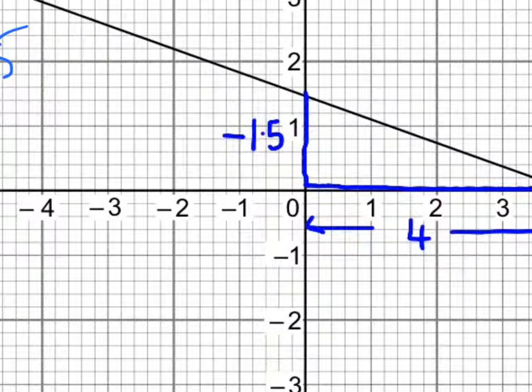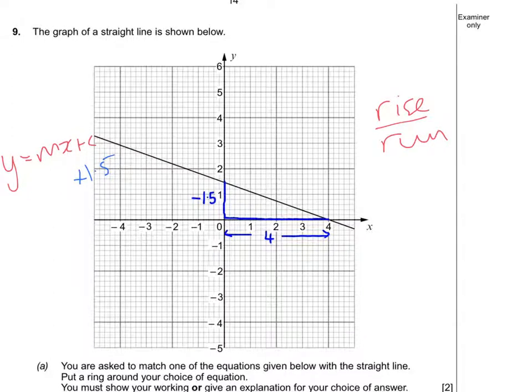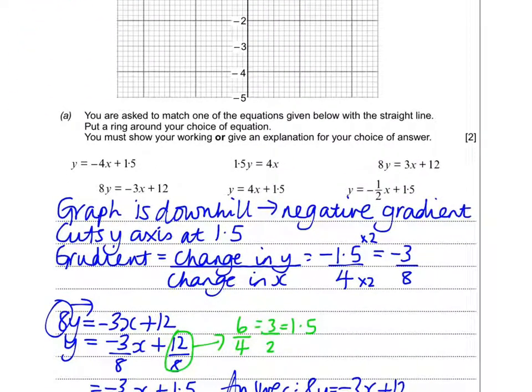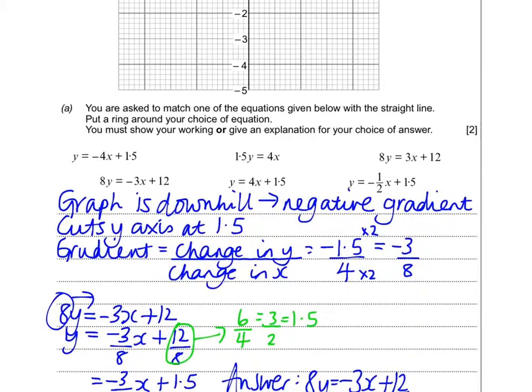Okay. So then to work out the gradient, either using rise, how much it's risen over how much it's run, or doing your change in y over change in x, you get minus 1.5 divided by 4. Issue, in fractions, you never mix decimals and fractions together, so you need to double that top answer. But whatever you do to the top, you must do to the bottom in terms of fractions, so you get minus 3 over 8.